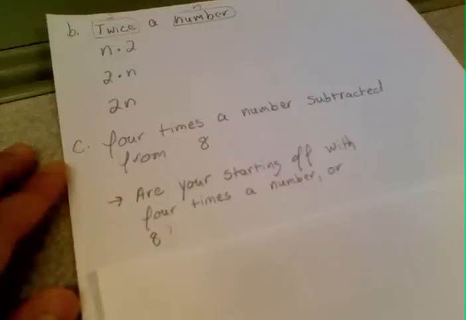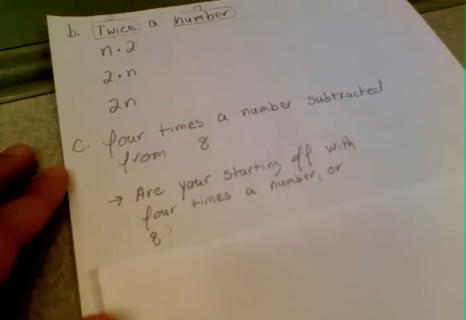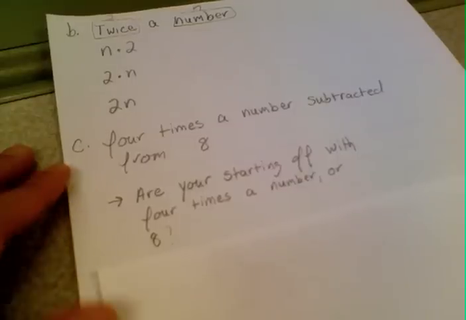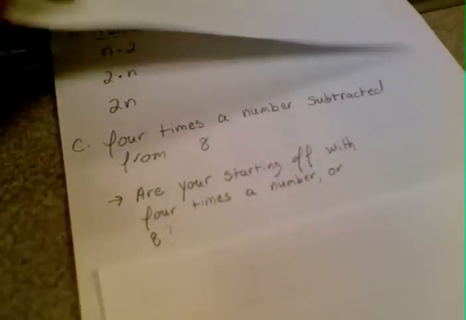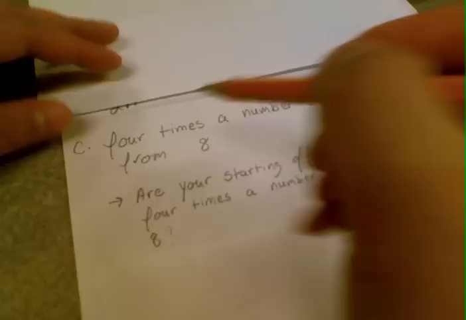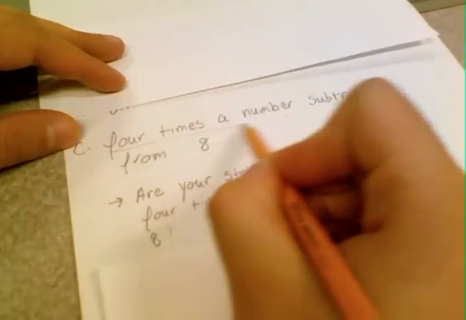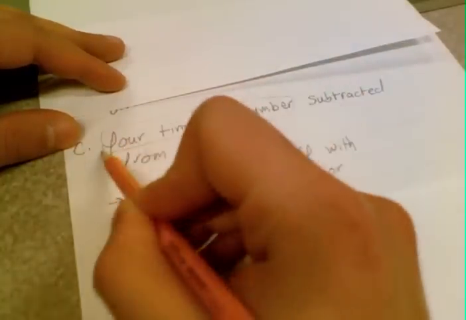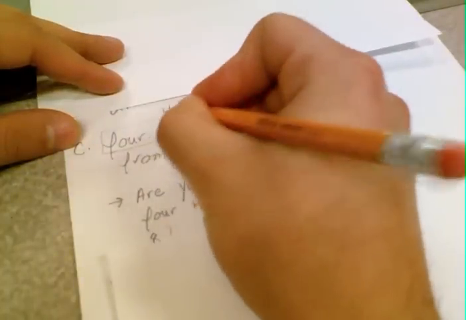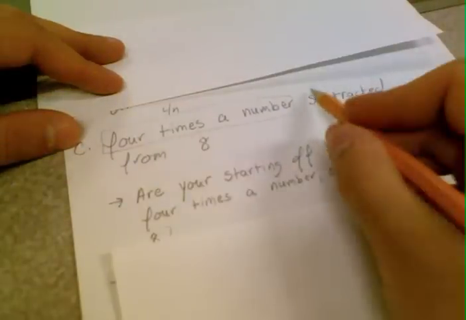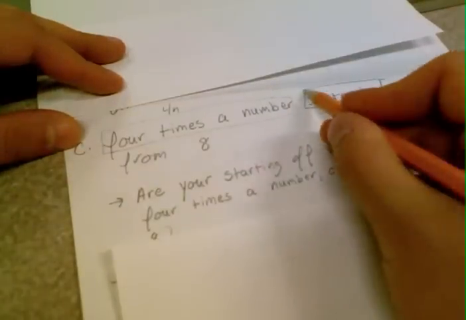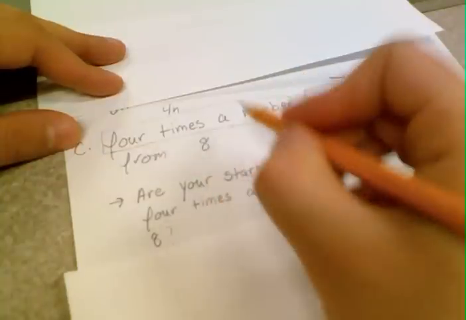All right. This says this. Are you starting off with 4 times the number or 8? Meaning, when I read this here, are you going to put the 8 first, or are you going to put the 4 times the number first? If I look at 4 times the number right now, I know that would be like 4n. Subtracted would be minus, and then from 8.